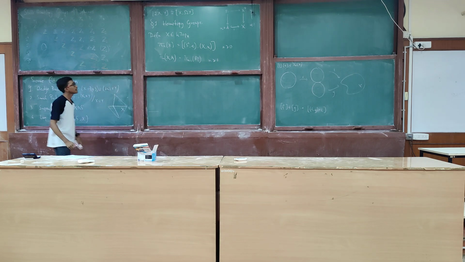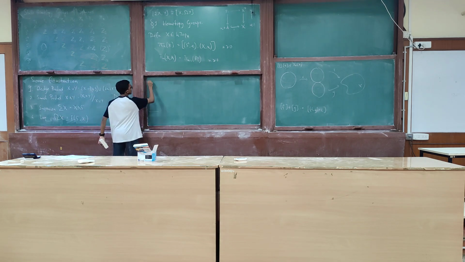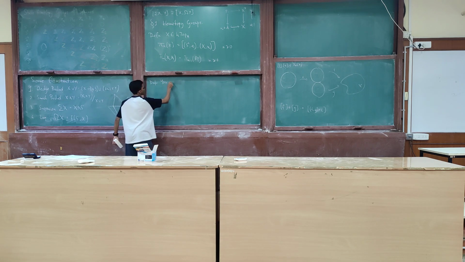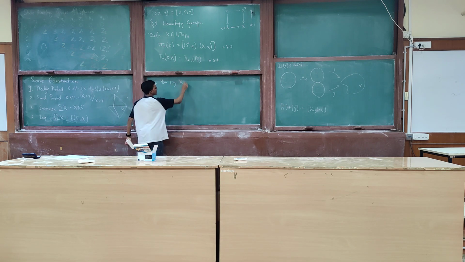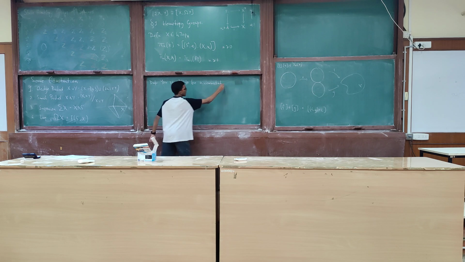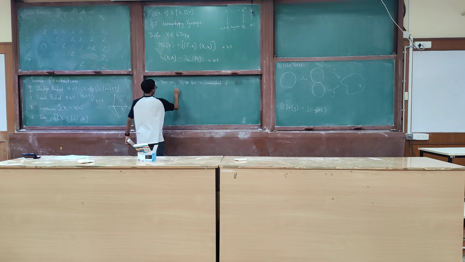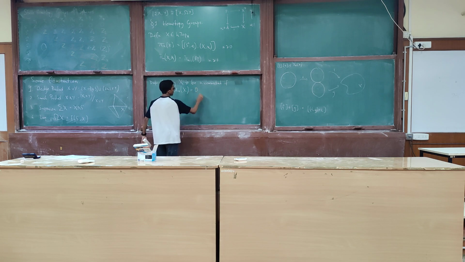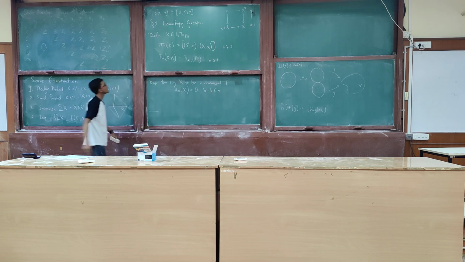Now we will look at another definition too. You say X is n-connected if the homotopy groups pi k are trivial for indices k less than or equal to n.